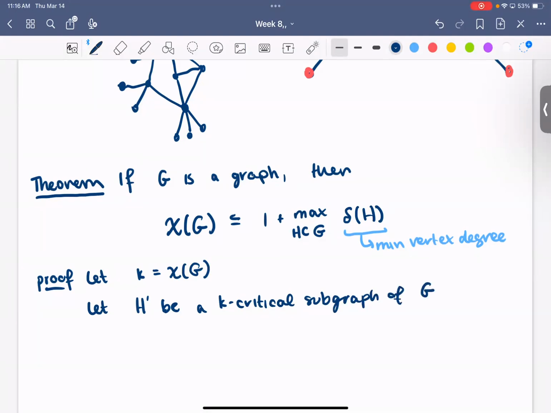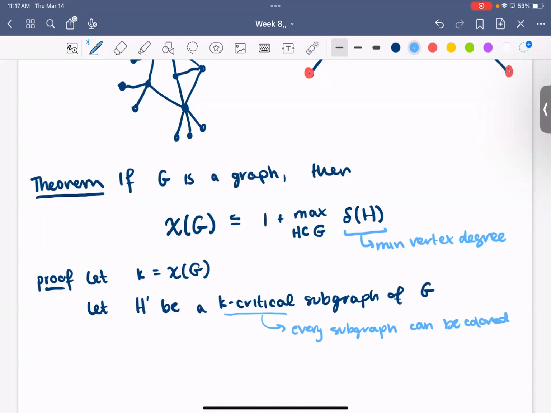So recall that this means that H has the property that any subgraph of it can be colored with fewer colors. You know H prime exists. Yeah, I was just wondering that actually. Definition of a K critical, it's just every subgraph can be colored in fewer than K colors.